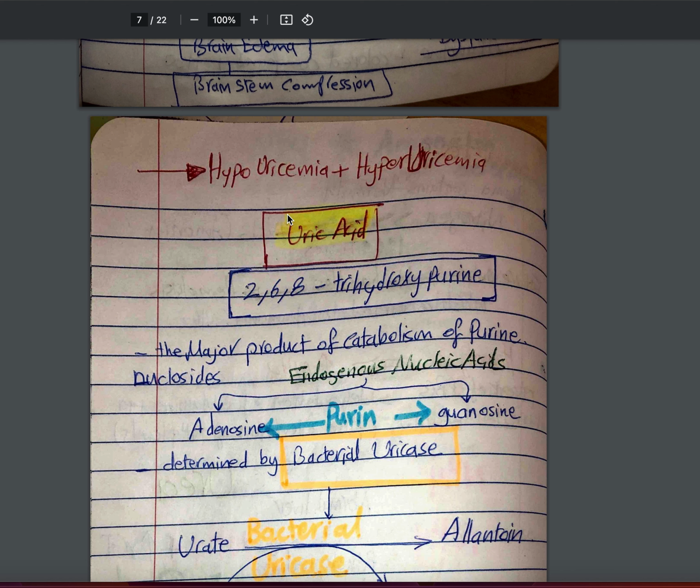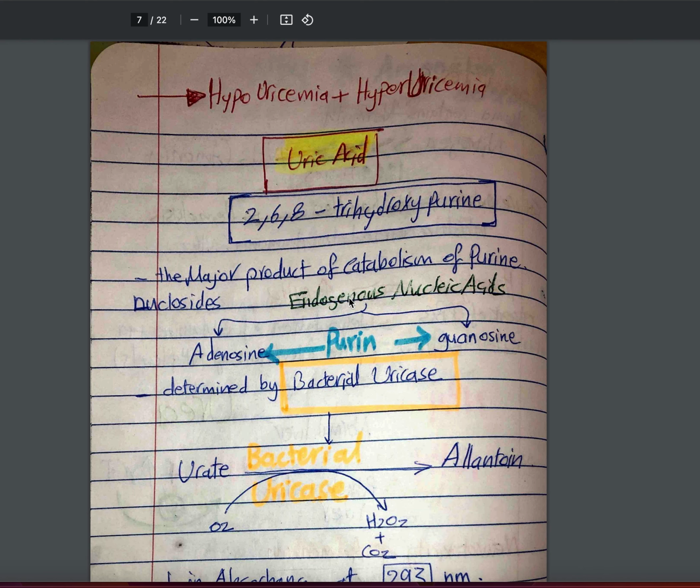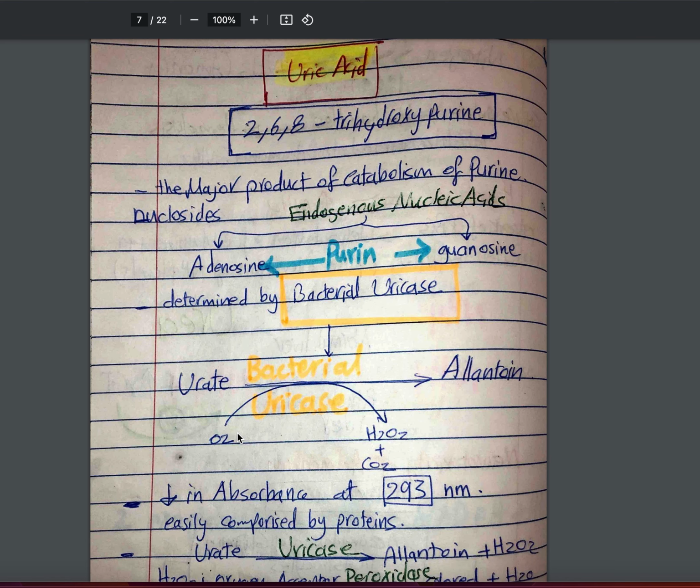The uric acid is composed of 2,6,8 trihydroxypurine, so it results from the purine. It's the major product of the catabolism of the purine. The nucleic acid is composed of the purines, adenosine and guanosine, determined by the bacterial uricase. The bacterial uricase turns urate to allantoin by using oxygen, to H2O and CO2.